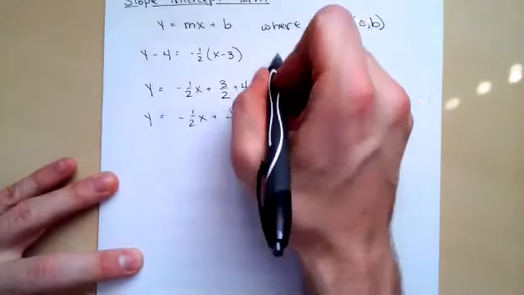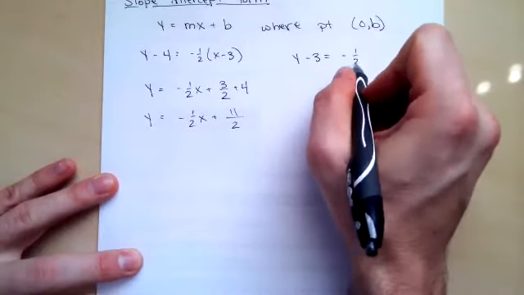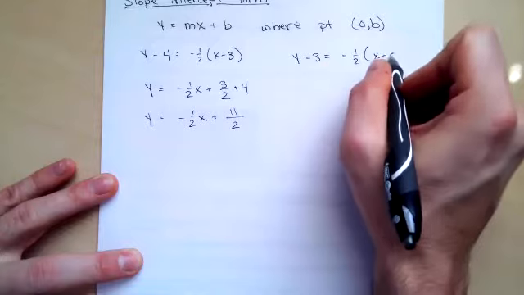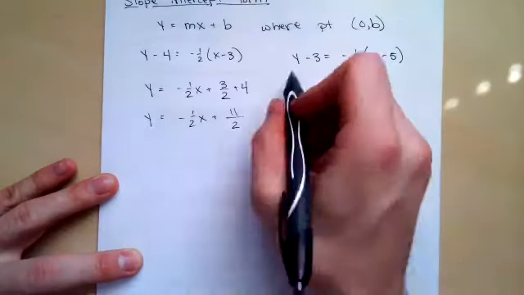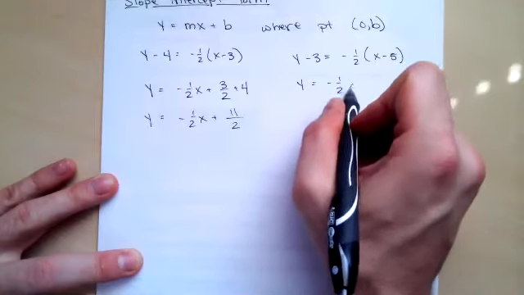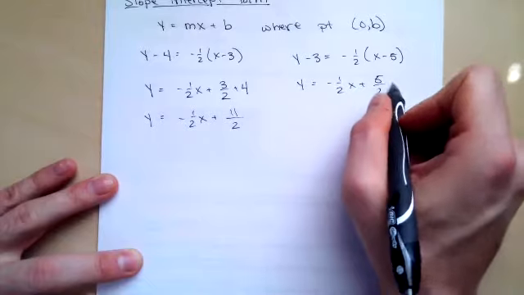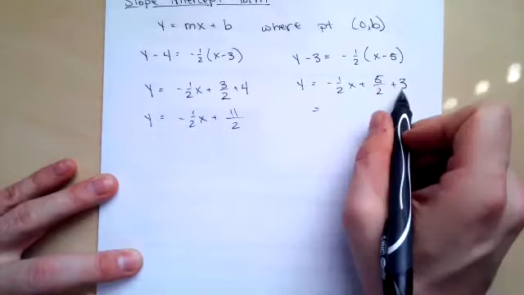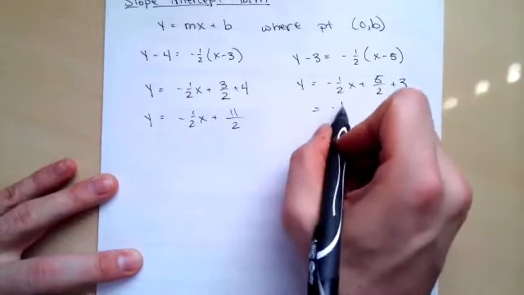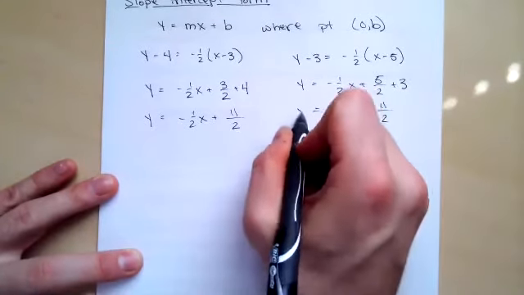If we were to try that with our other equation, y minus 3 equals negative 1/2 times x minus 5, we again distribute our negative 1/2. We'll get a positive 5/2 and then a plus 3. 3 is 6/2. And again, 6 and 5 will give me 11/2.